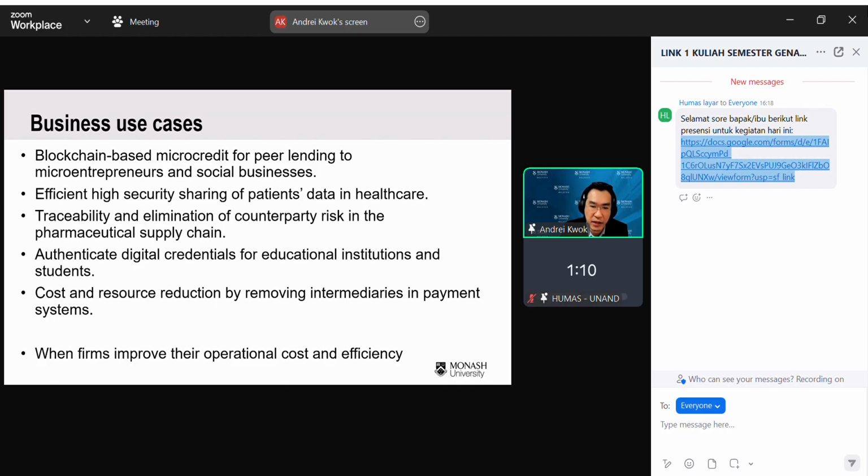Cost and resource allocation can be reduced when you remove the intermediaries in the payment system. When you don't have a middle person, for example, to charge your service charge, then of course the cost of transaction will reduce, and you also reduce the use of additional resources. So when firms improve their operational cost and efficiency, this will lead to improved sustainable business.